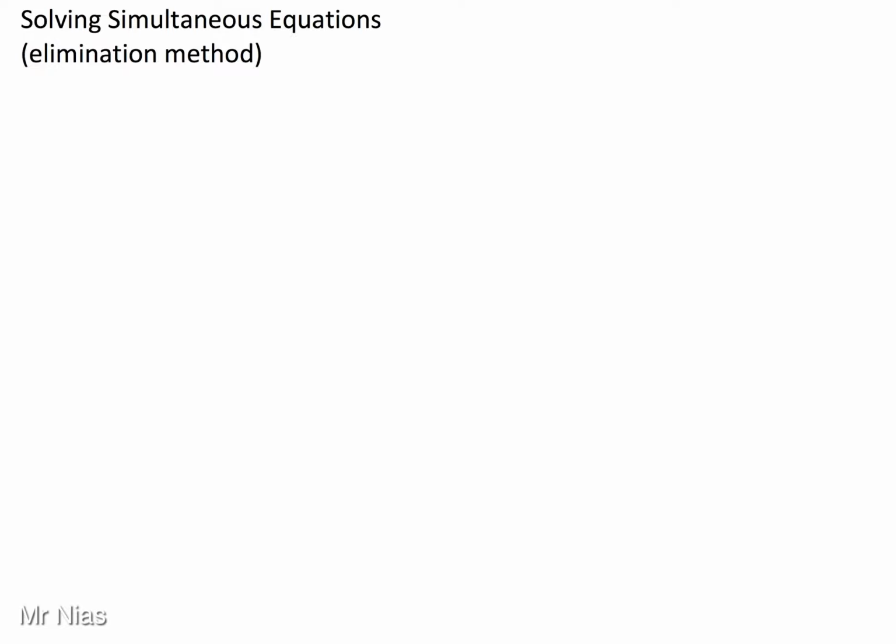Hi, this is stage 1 of solving simultaneous equations using the elimination method. The first thing we're going to need is a pair of simultaneous equations, and here they are. Now, these are simultaneous equations because they are simultaneously right at the same time.